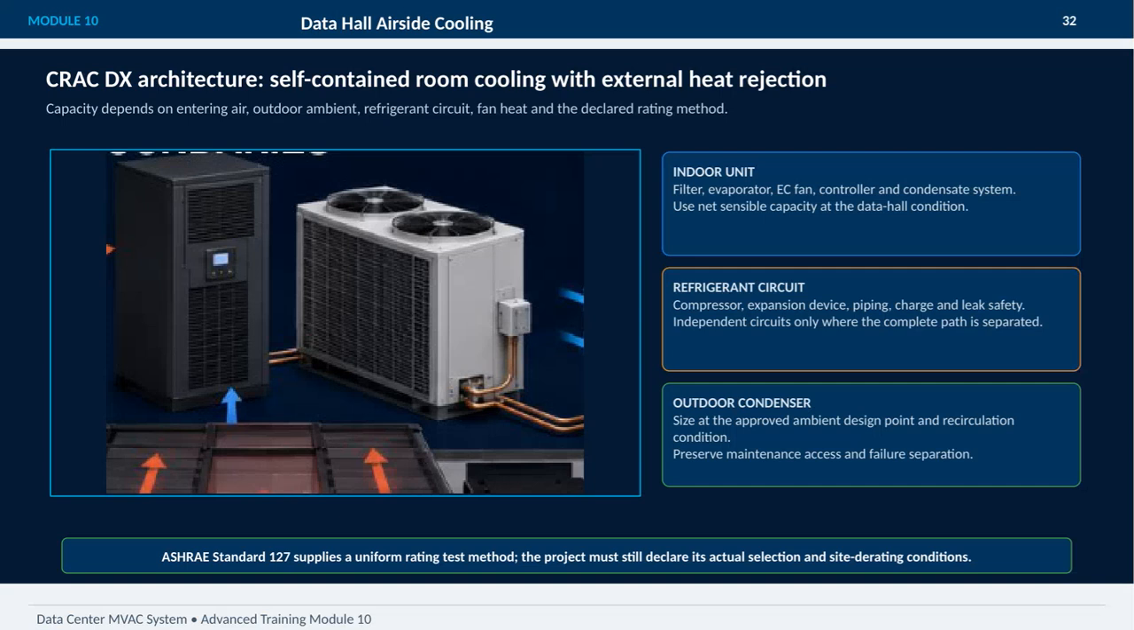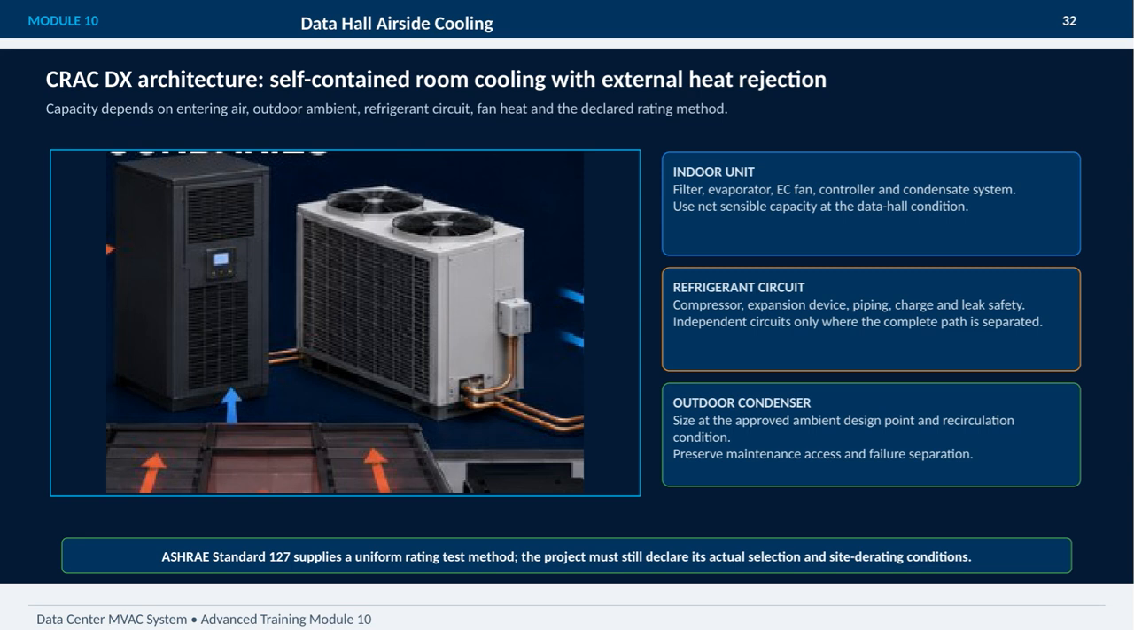In this module, we focus on data hall airside cooling using the CRAC DX architecture, which is a self-contained room cooling system that rejects heat externally. The cooling capacity here depends on several factors like the entering air conditions, outdoor ambient temperature, the refrigerant circuit, fan-generated heat, and the rating method declared. Inside the data hall, the indoor unit includes essential components like the filter, evaporator, EC fan, controller, and condensate system. It's important to use the net sensible capacity measured at actual data hall conditions for accurate performance.